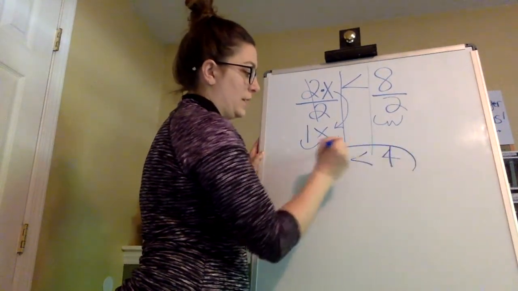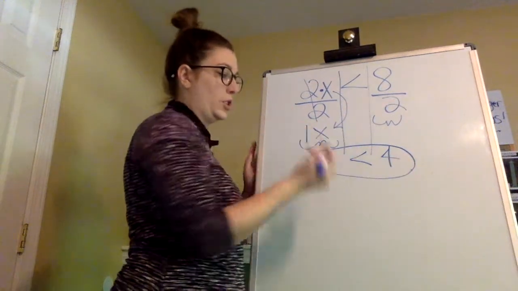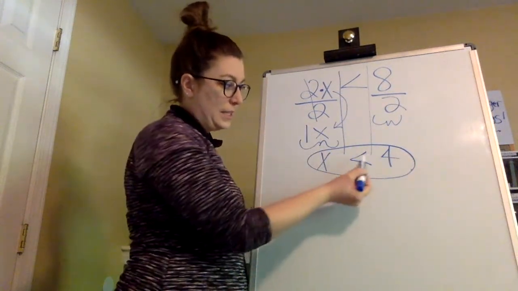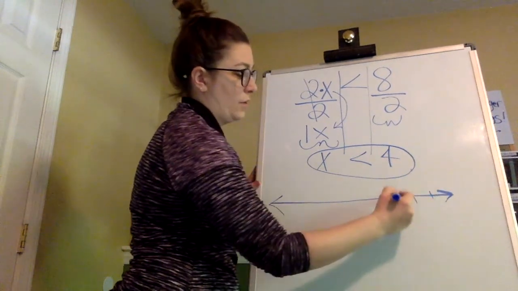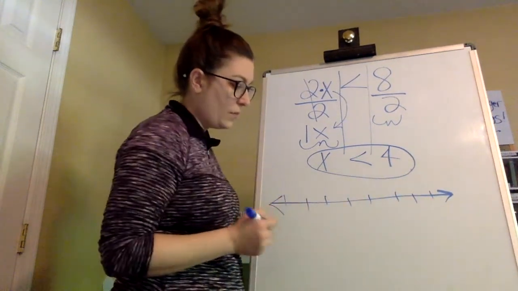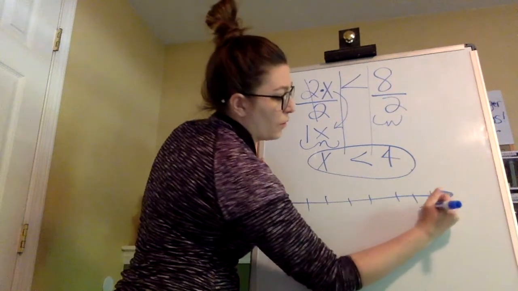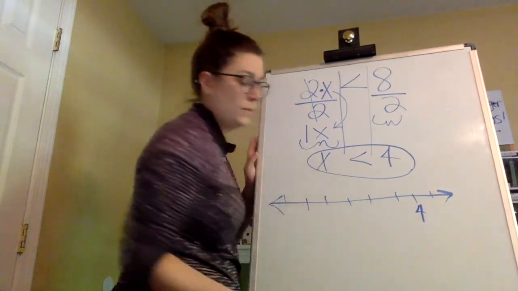So now we can just slide this down. It was just basic multiplication and division. x is less than 4. So let's draw our graph, our number line here. I'm going to put my 4 over on this side now.